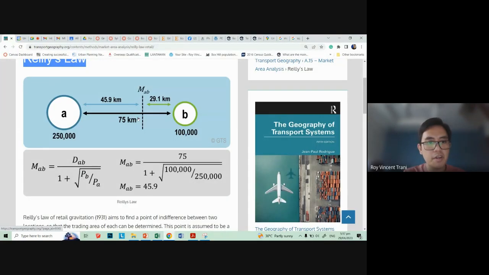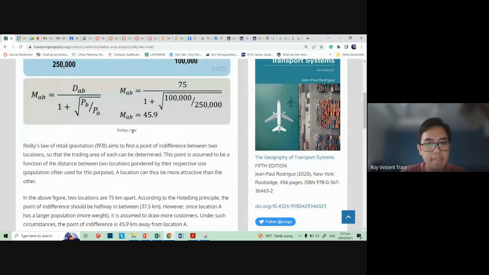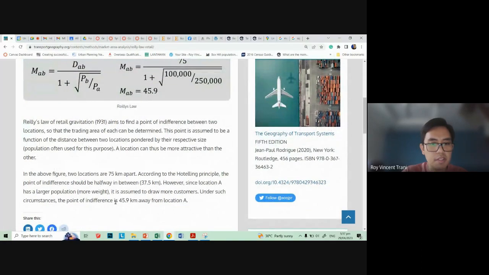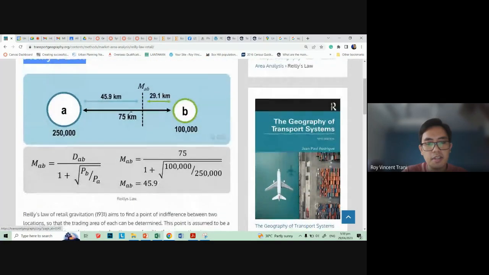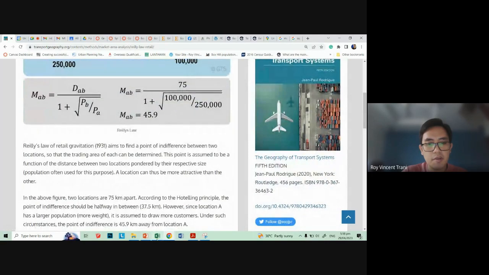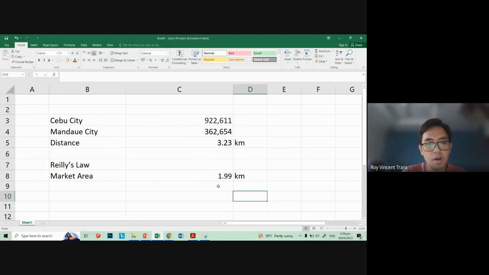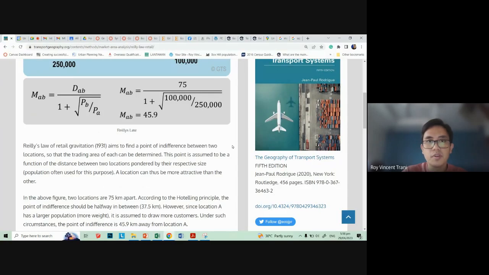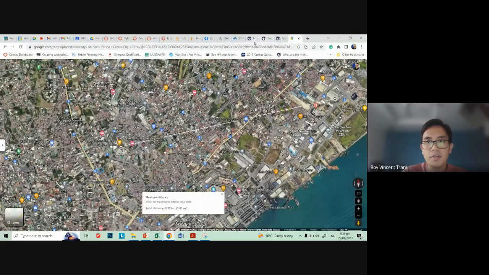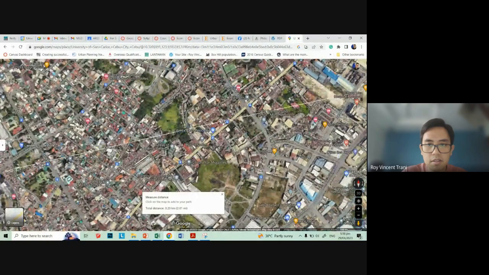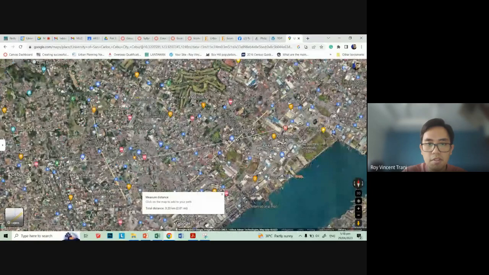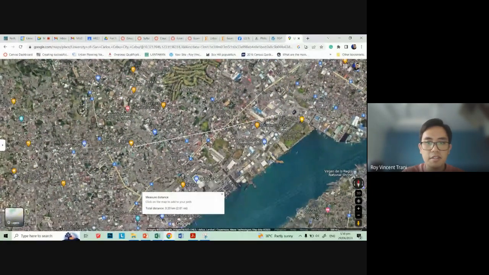So the point of indifference, let's see here. Under such circumstances, the point of indifference is 1.99 kilometers from location A. So location A is Ayala Center, and we have a number, 1.99 from Ayala Cebu. Where is the 1.99? 1.99 is somewhere around here. It's around 2 kilometers. So in this scenario, I'll just take a screenshot.